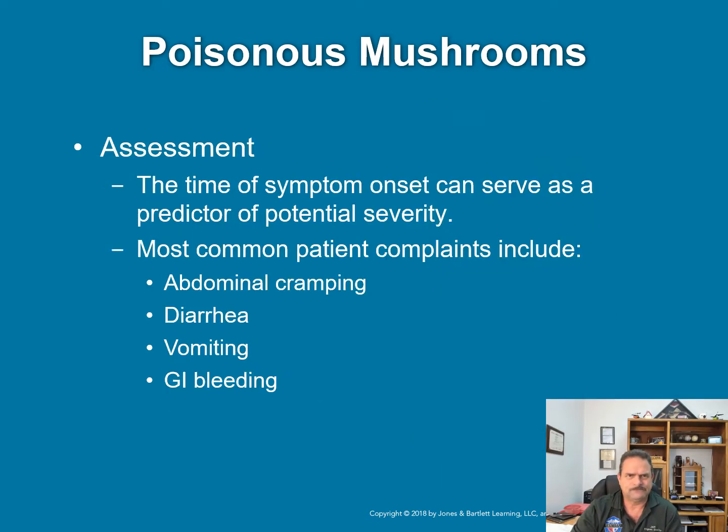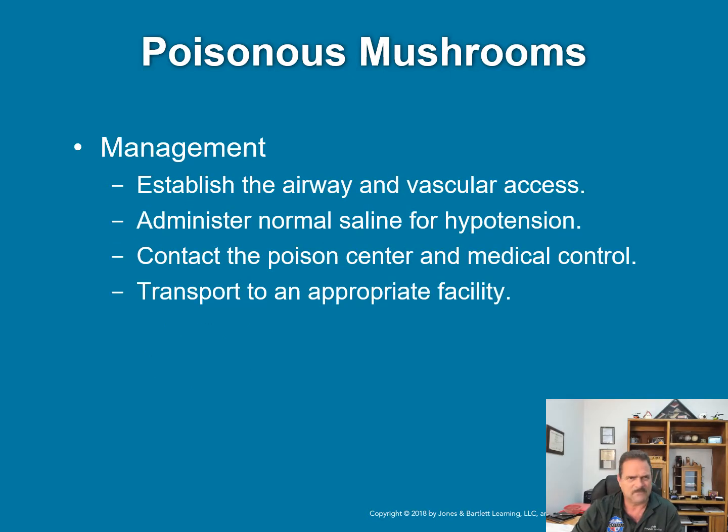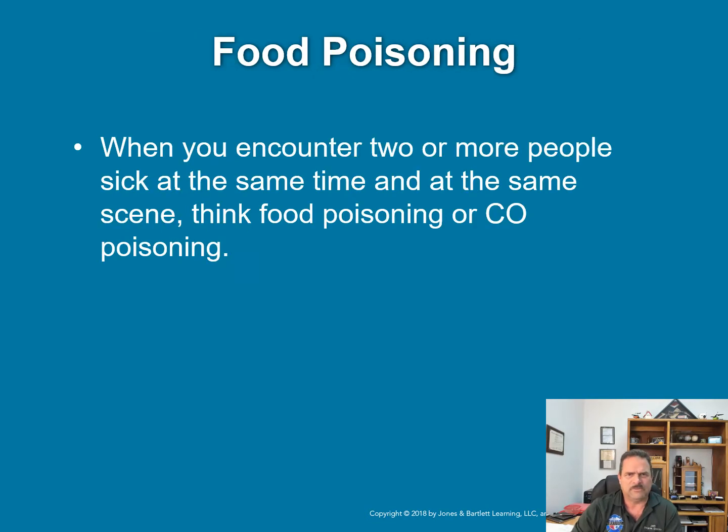Yum. All right, so assessment: time and symptom onset can serve as a predictor of potential severity. Most commonly you see cramping, diarrhea, vomiting, and GI bleeding. Airway and vascular access are the big things. Normal saline for hypotension and contact poison control. Food poisoning. When you encounter two or more people sick at the same time and at the same scene with similar symptoms, think food poisoning or CO poisoning.